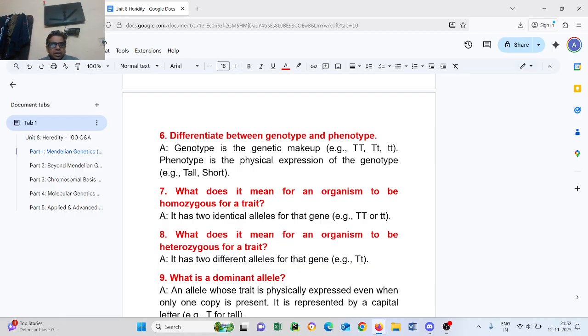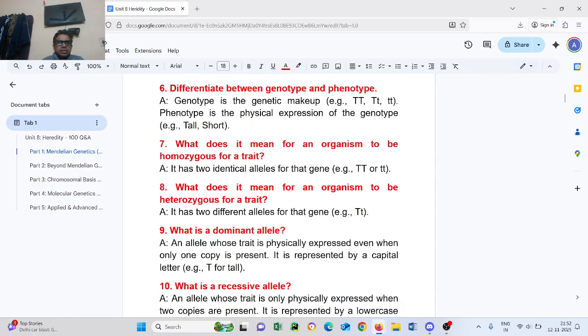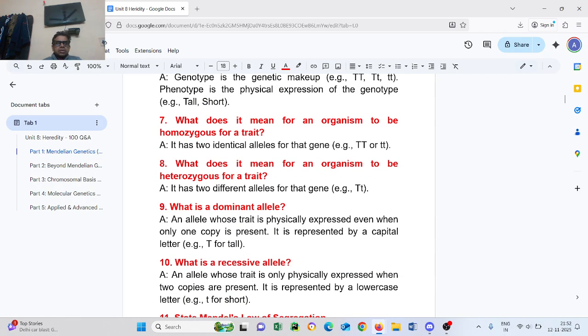What is a dominant allele? An allele whose trait is physically expressed even when only one copy is present. It is represented by a capital letter, T for tall. What is a recessive allele? An allele whose trait is only physically expressed when two copies are present. It is represented by a lowercase letter, small t for short.